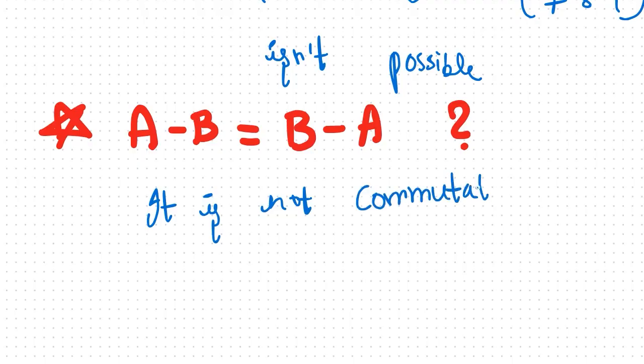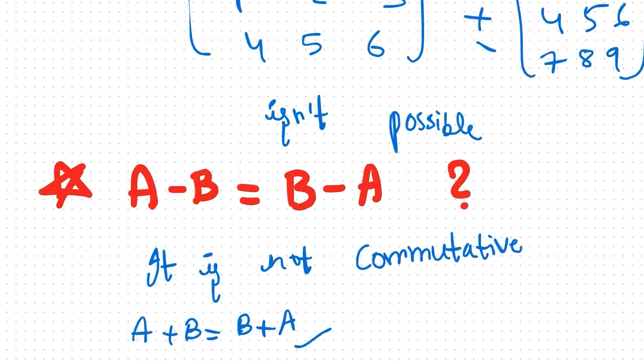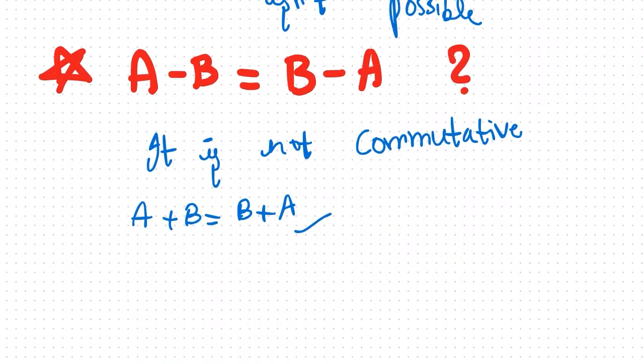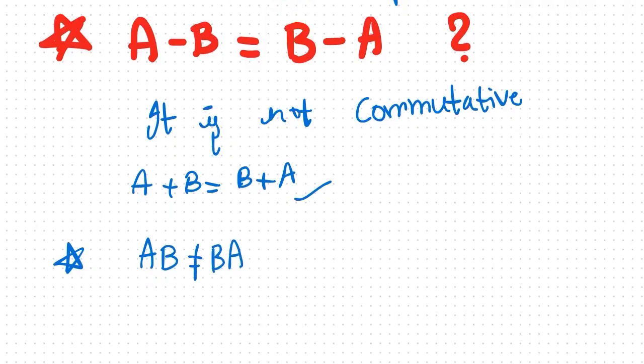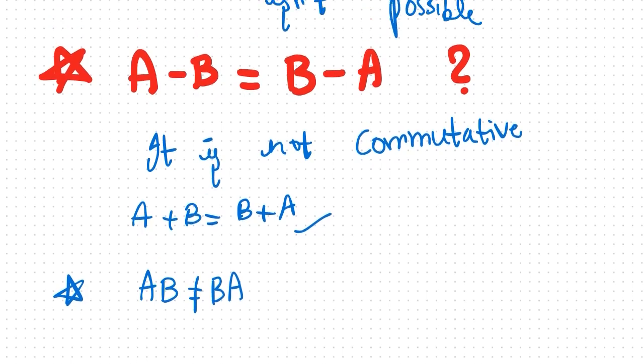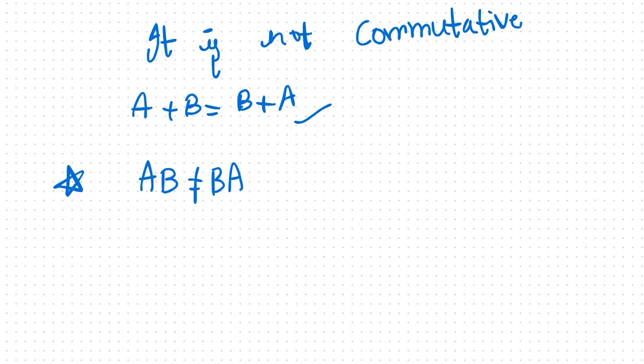But addition is commutative. Multiplication is not necessarily commutative. In multiplication, will you get the same value whether you do A into B or B into A? No. Multiplication of matrices is a bit different.